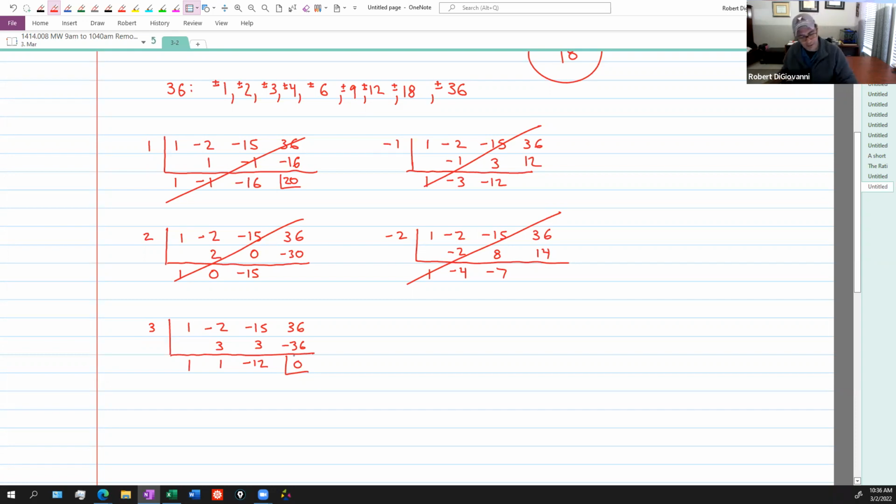Are we happy? We got one to work. Questions on that? Does everyone see why it works? 1 comes down, 3 times 1 is 3, add down, you get 1, 3 times 1 is 3, add down, you get -12, 3 times -12 is -36, add down, you get 0.